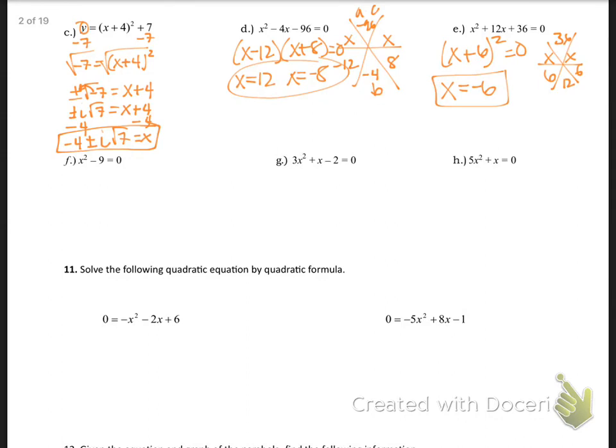Okay, next one here. If I wanted a snowflake, a times c would be negative 9. Your b is not there, so 0 and x. So it would be 3 and negative 3. Or you could use the square root property. You could add 9, square root. Your answers would be 3 and negative 3 still.